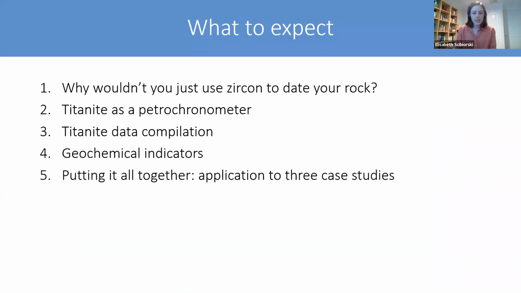But before I get stuck into that, I'm just going to give you a quick roadmap for my talk today. So we'll start with why zircon isn't the answer to every problem. And then we'll talk about some of the characteristics of titanite that make it so useful. Then I'll talk about the data compilation that I put together. We all had to do something during the COVID lockdowns. That's what I did. And then I'm going to show you some of the geochemical indicators that I've been able to derive from that data set. And then finally, we'll finish with a couple of examples of how these tools can be applied to real rocks.